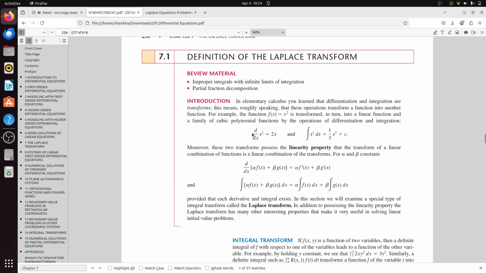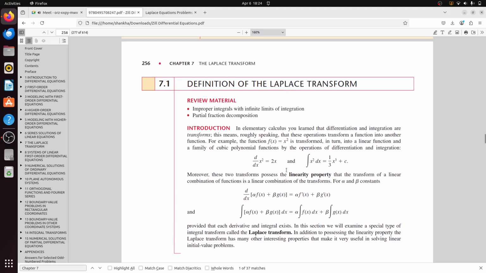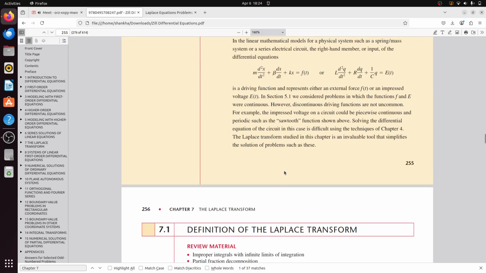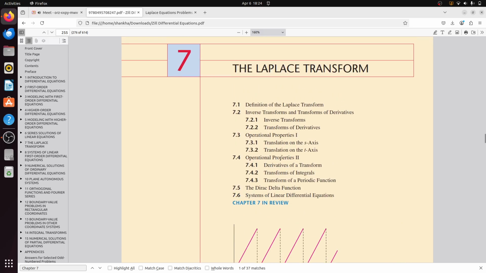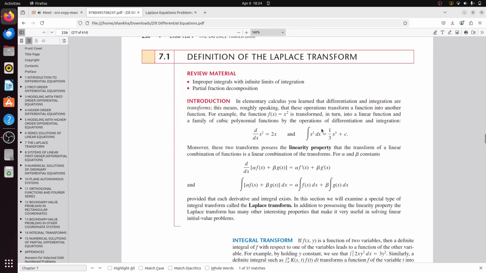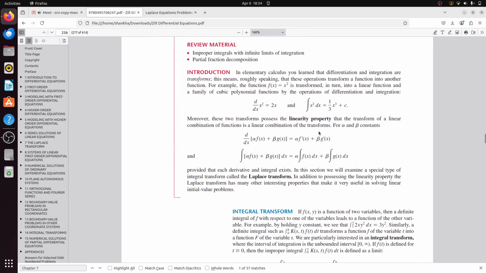Okay, so in today's video I will follow one book. We will try to discover a few things about Laplace transformation, and I will follow the book by Dennis G. Zill. It is a very nice book, and this is in chapter 7, the Laplace transform.